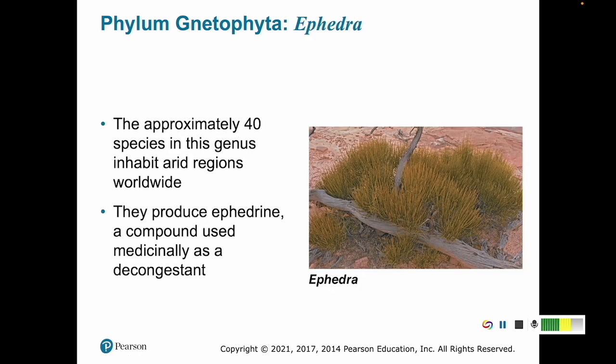Ephedra, if you have heard of ephedrine, is a medicine that's used as a decongestant. So if you have a stuffy nose or something, you might have taken ephedrine. It's produced by this plant, ephedra. There's about 40 species in this genus, and they also live in arid regions. Arid meaning dry, deserty regions. They're found worldwide.